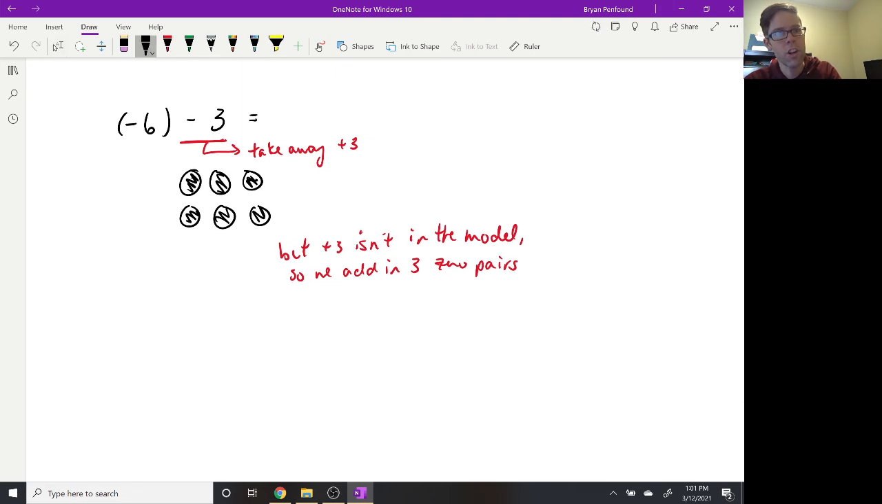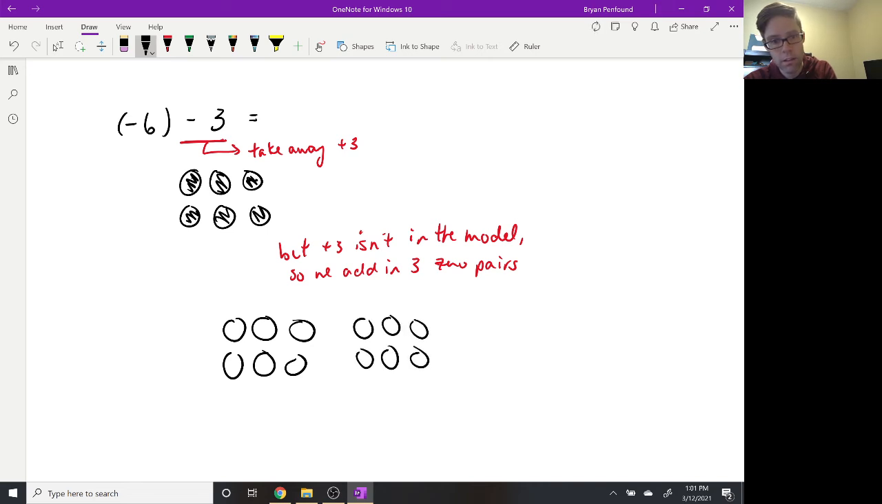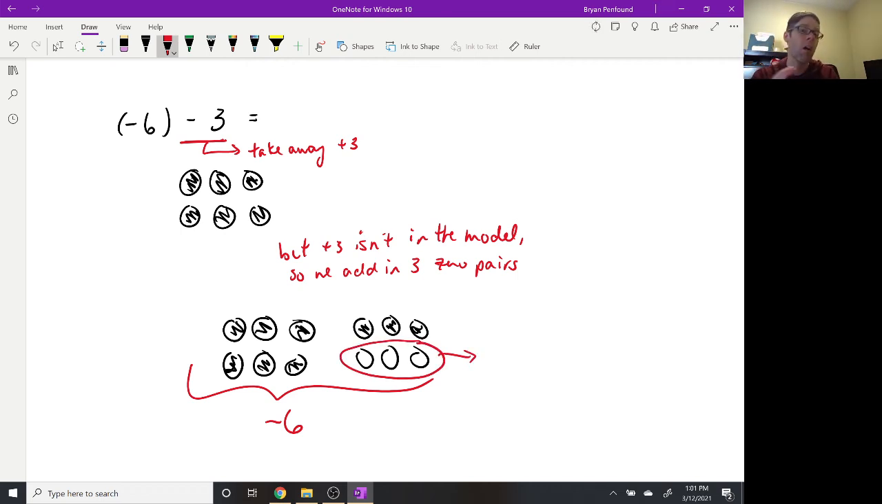Okay, so it's going to change our model to look something like this. We would actually physically add in 3 0 pairs. So here's our original -6, and I'm going to add in 3 0 pairs. Why do I add in 3 0 pairs? Because now I have a +3 in this picture. This picture still represents -6. This still represents our minuend. But now I have the capacity to take away +3.